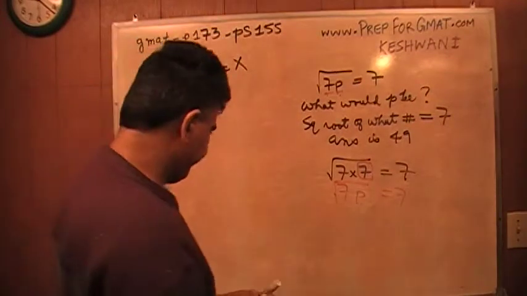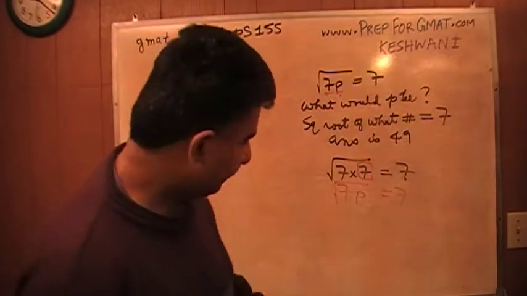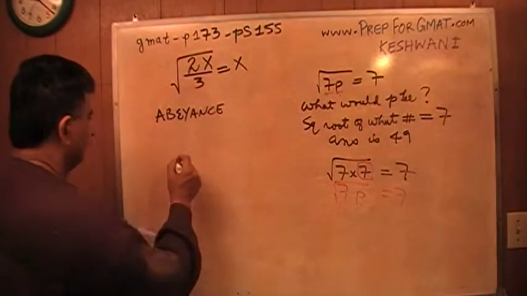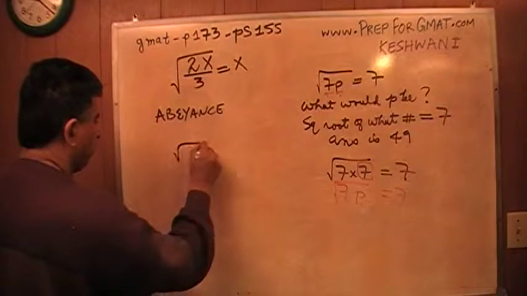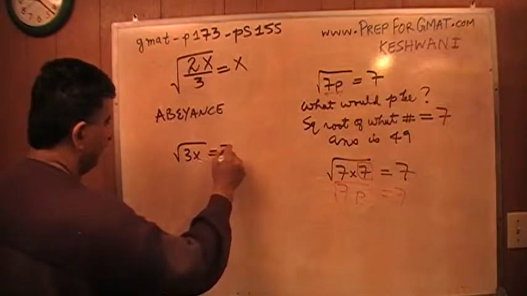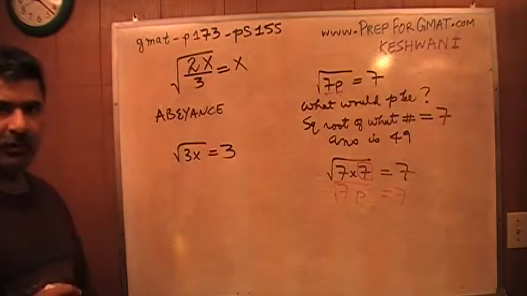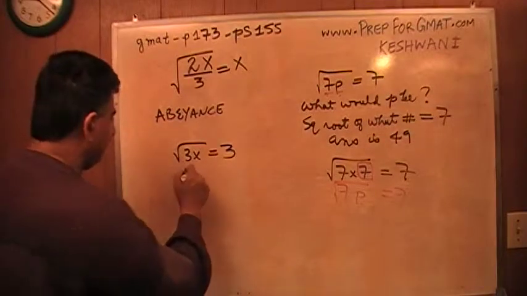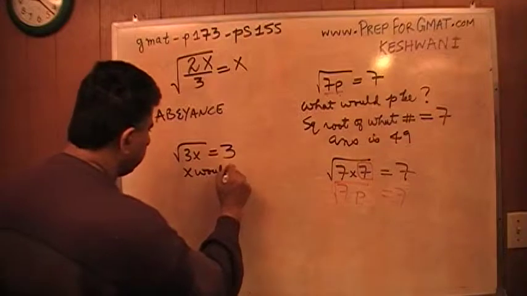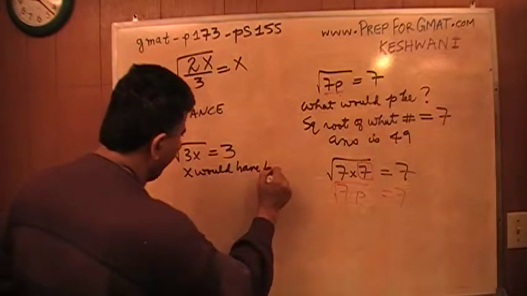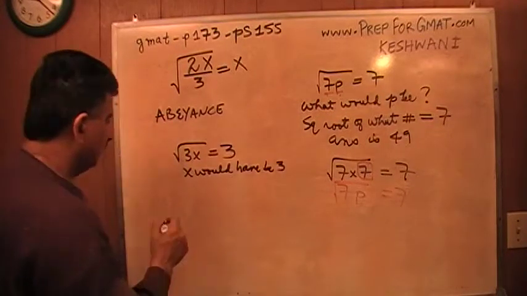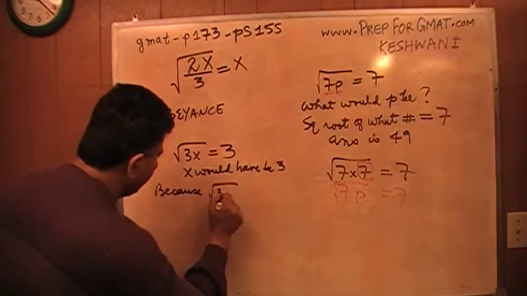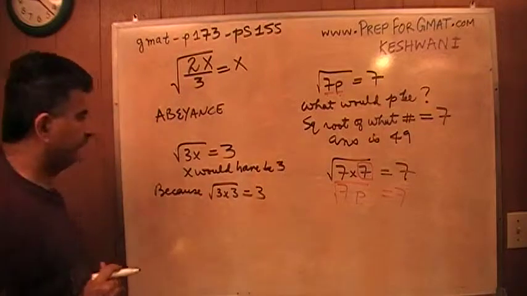Let's do one more. If I tell you that the square root of 3 times x equals 3, what do you suppose x might be? The square root of what number equals 3? 9. Hence, x would have to be 3, wouldn't it? Because the square root of 3 times 3 equals 3.